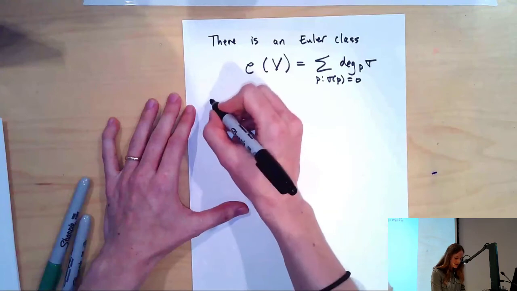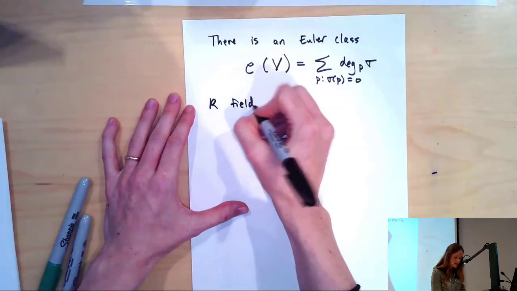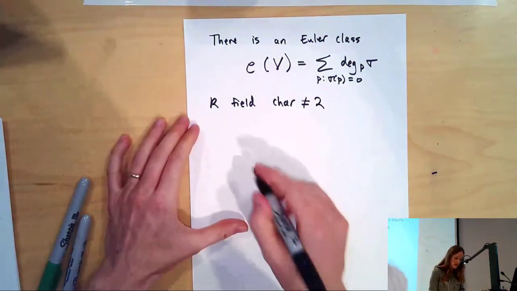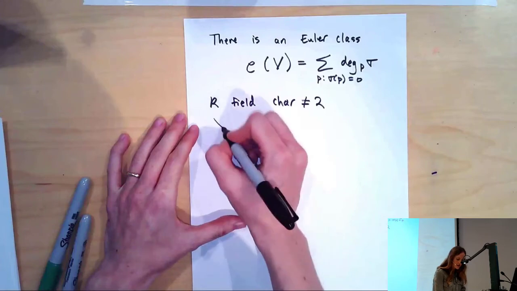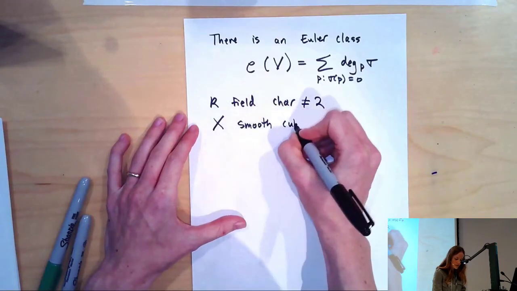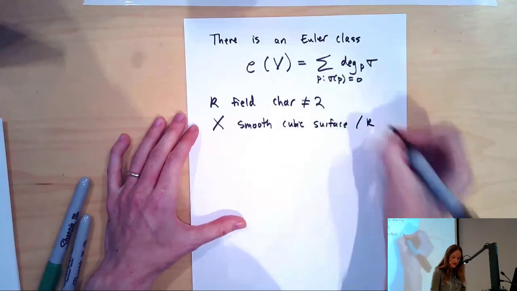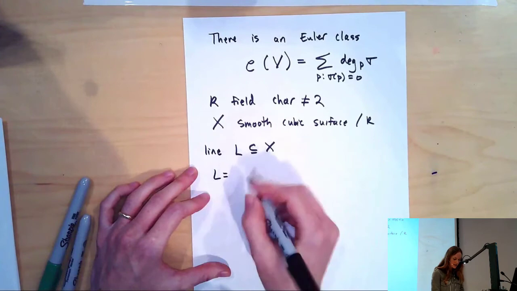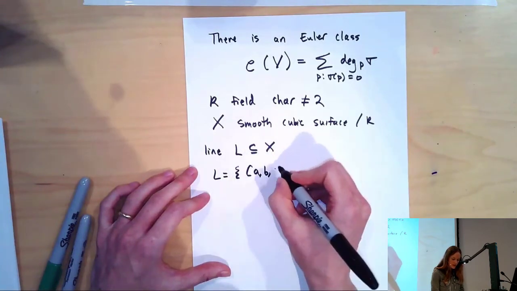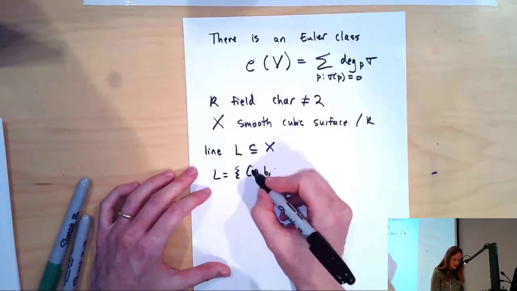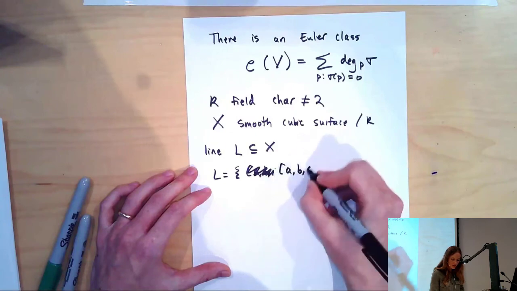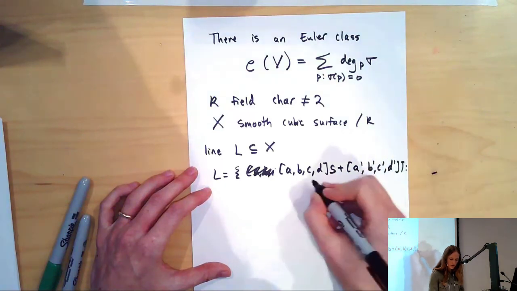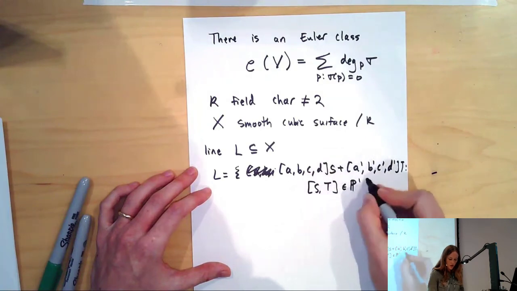Let K be a field of characteristic not 2, and X a smooth cubic surface over K. A line L in X will be a closed point of the Grassmannian, so we can think of it as points of the form A, B, C, D, S plus A prime, B prime, C prime, D prime, T, with S and T in P1 over some other extension field.